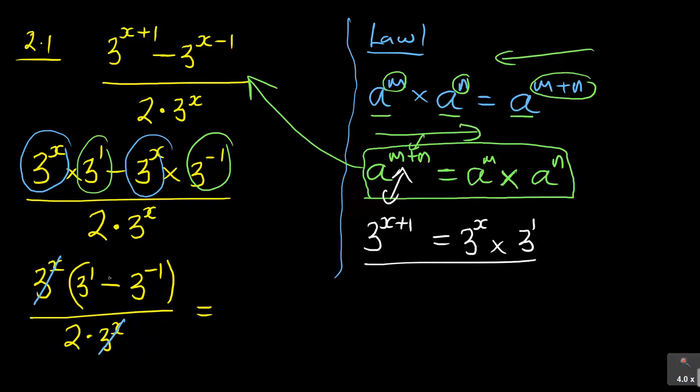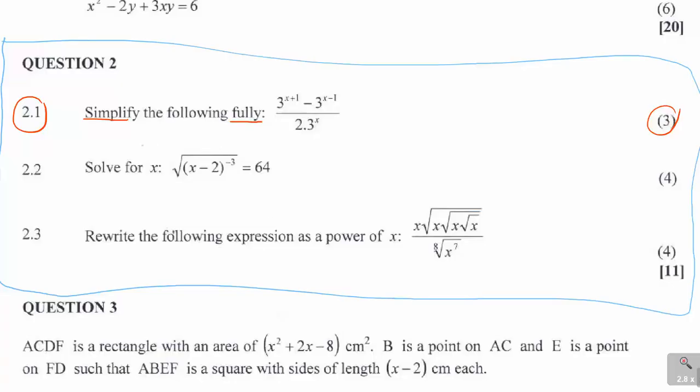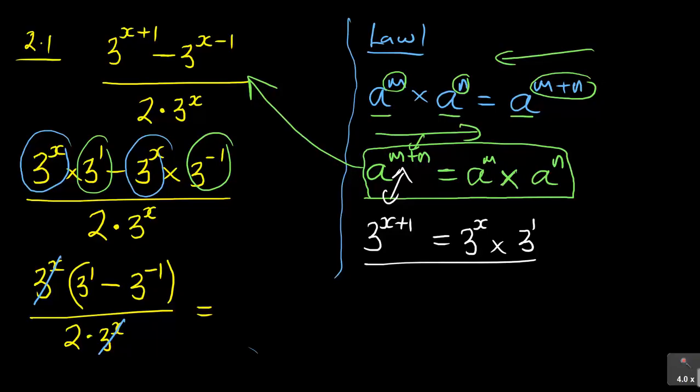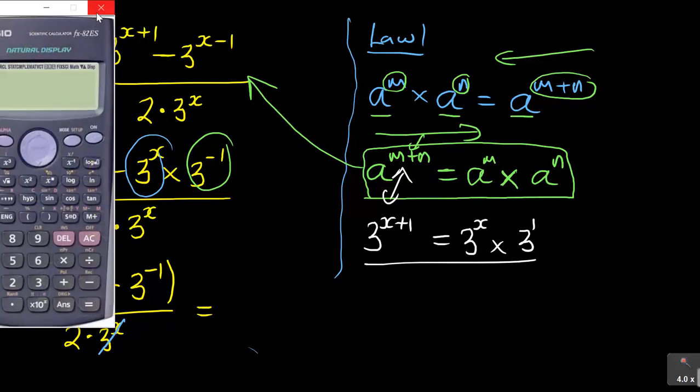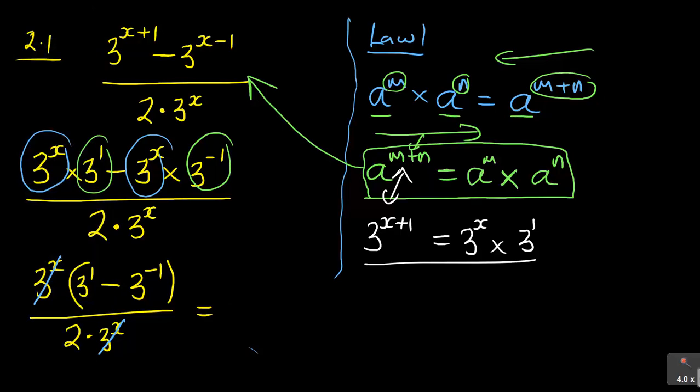The question here was not specific. They just said simplify fully. They didn't say without using a calculator. In some cases they say don't use a calculator. Since they didn't specify, what you can do is say 3 to the power 1 minus 3 to the power negative 1, over 2.